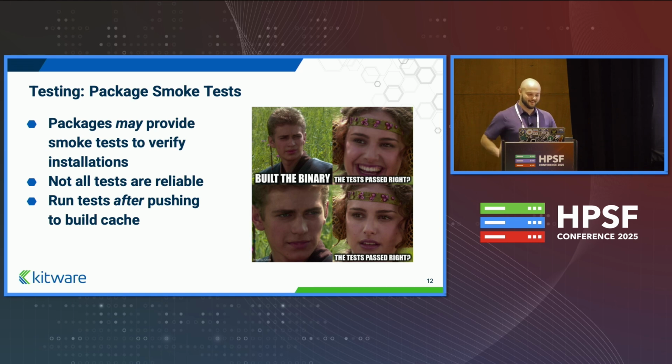We do testing if the package provides it. If it doesn't provide it, then we can't. And we don't require the tests to pass because they can't always pass. And so we run that after we push the binaries. Getting the binaries into the build cache is the priority. So what do we do about that?